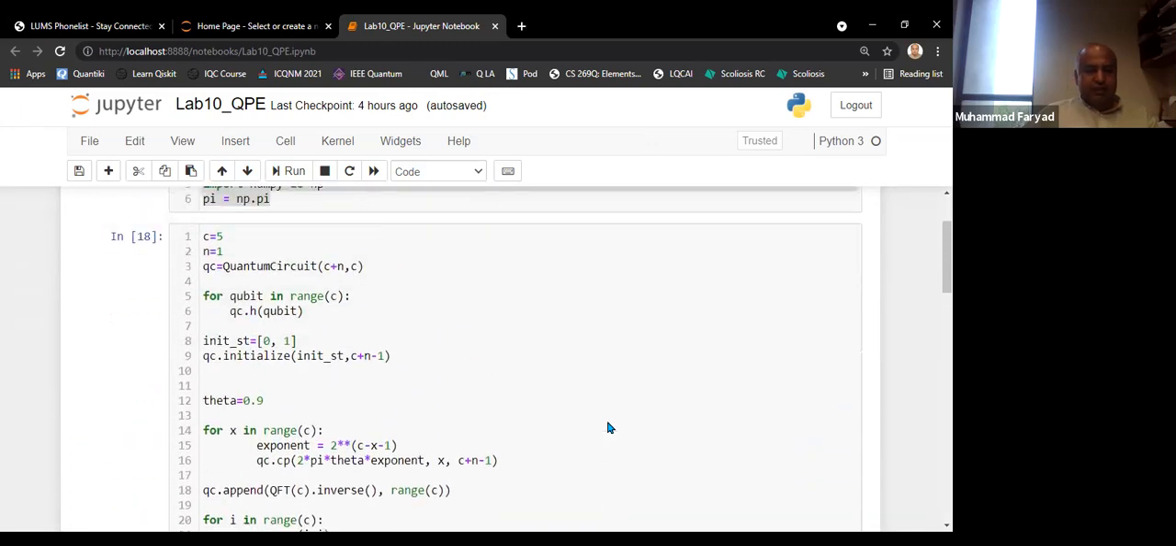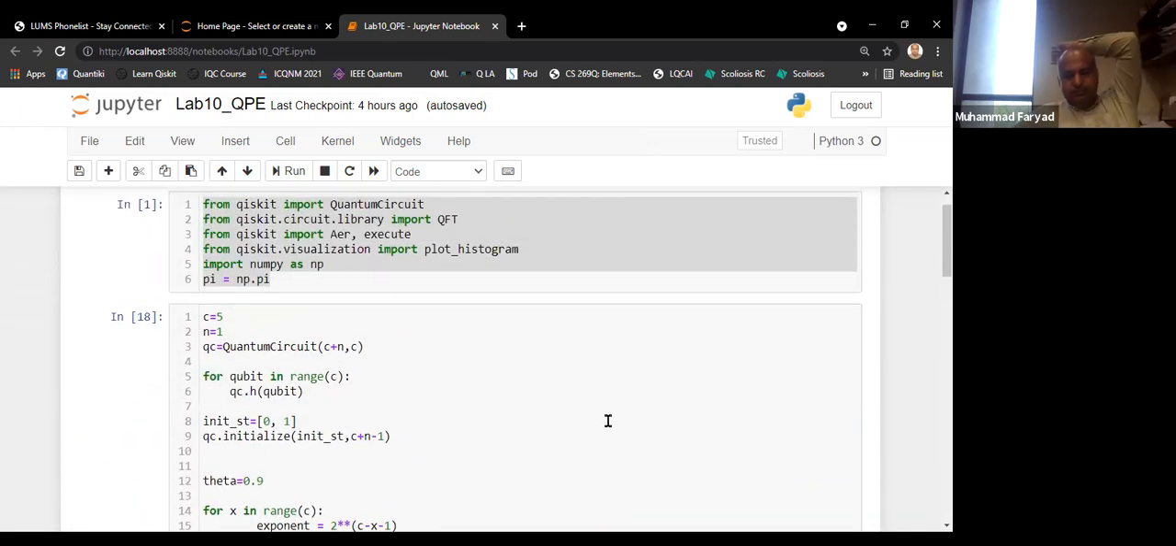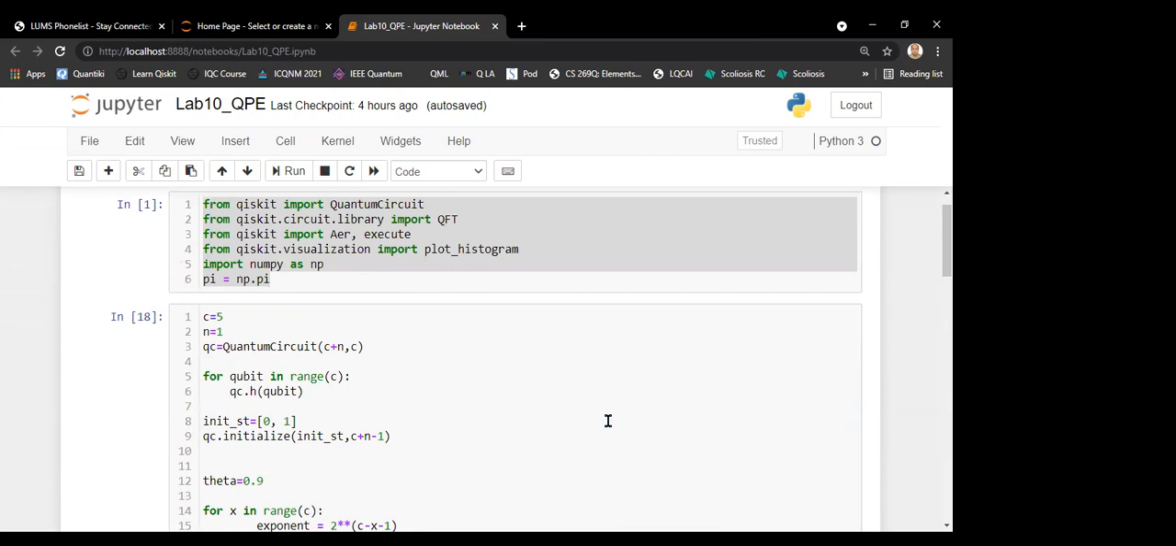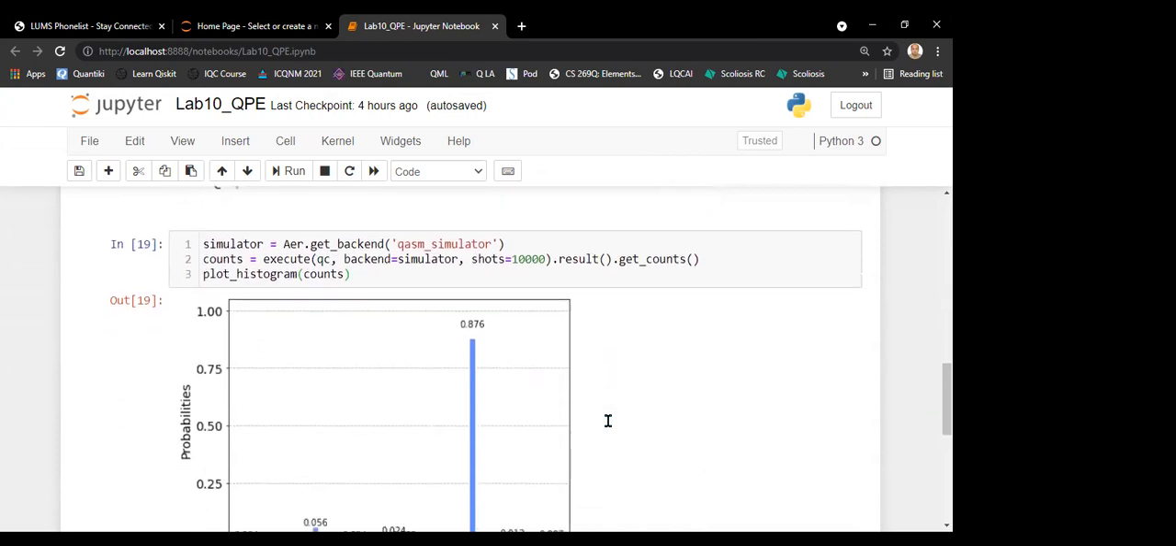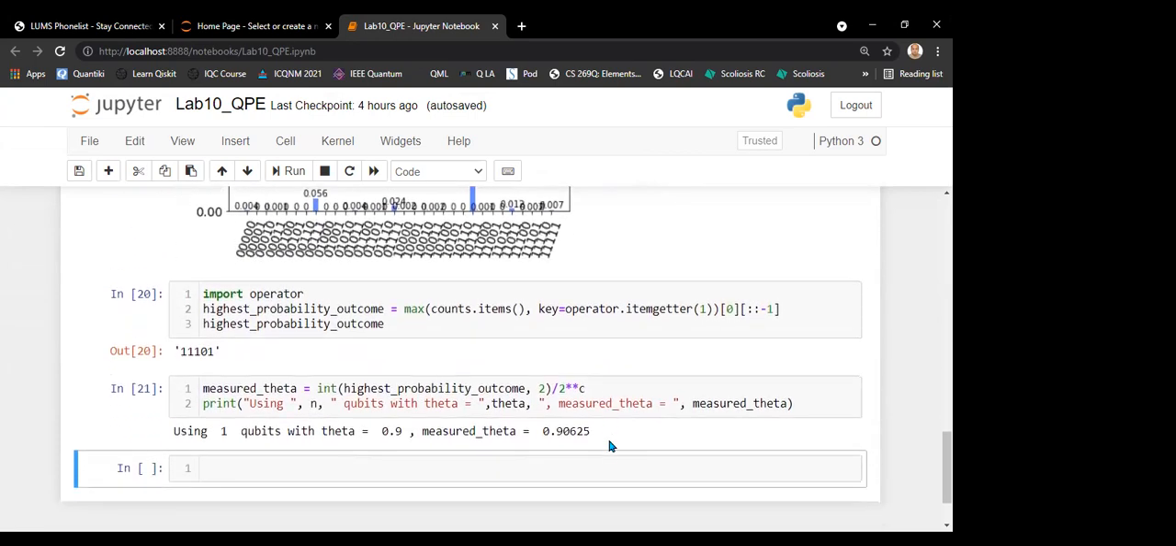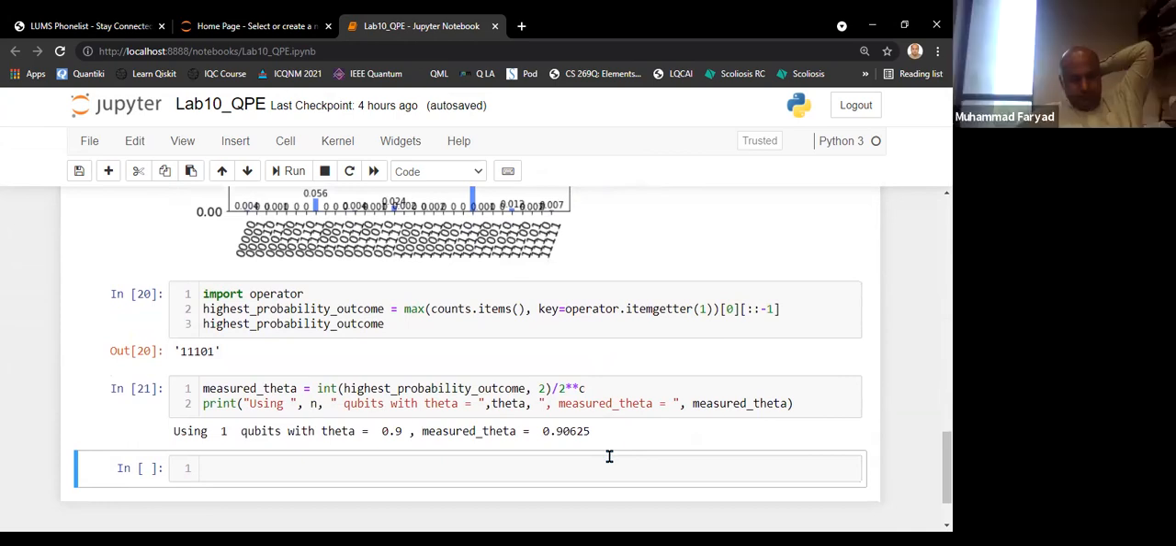Okay, let's also check. Sir, could you please scroll down? A little more. Yeah, sir. Yes, this in line 21. Highest probability outcome, along with this 2.